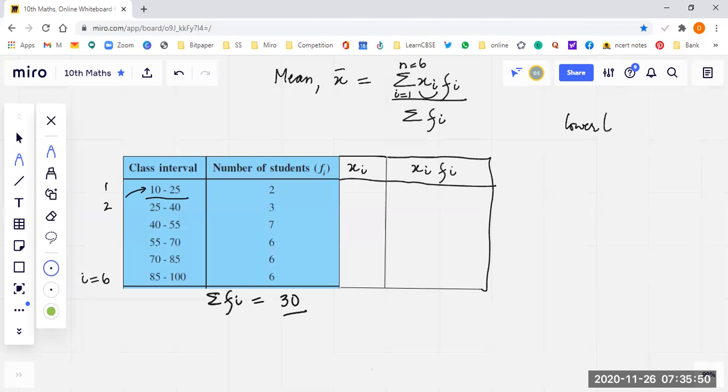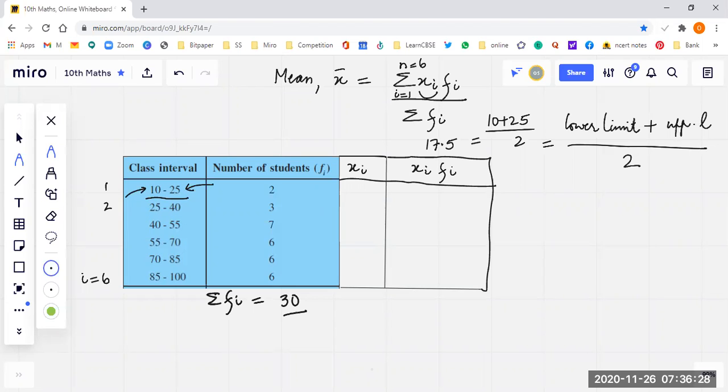Lower limit plus this 25, which is known as the upper limit of this interval, divided by 2. Why am I dividing by 2? I am taking the average of these two figures, 10 and 25. That is equal to 10 plus 25 divided by 2, which is 35 by 2, and 35 by 2 is 17.5.